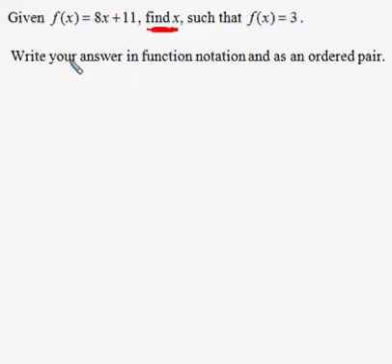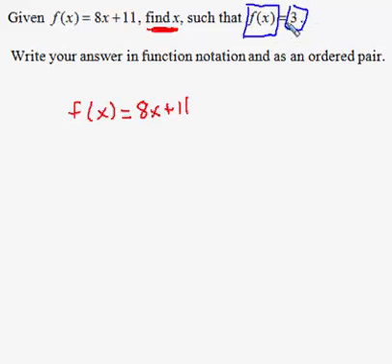When I get down, we're supposed to write our answer in function notation and as an ordered pair. But first I'm just going to figure out the x value that works. So notice in this equation f of x equals 8x plus 11 that we are not substituting x with 3. Again, we're supposed to find x. In fact, it's telling me that the output variable, which is f of x, is equal to 3.